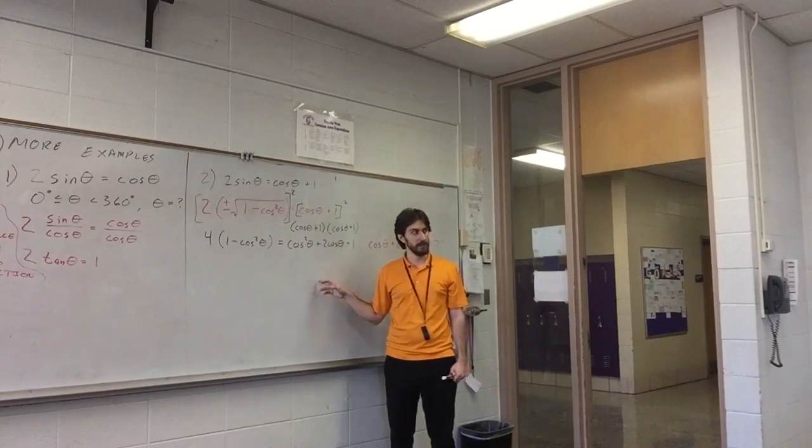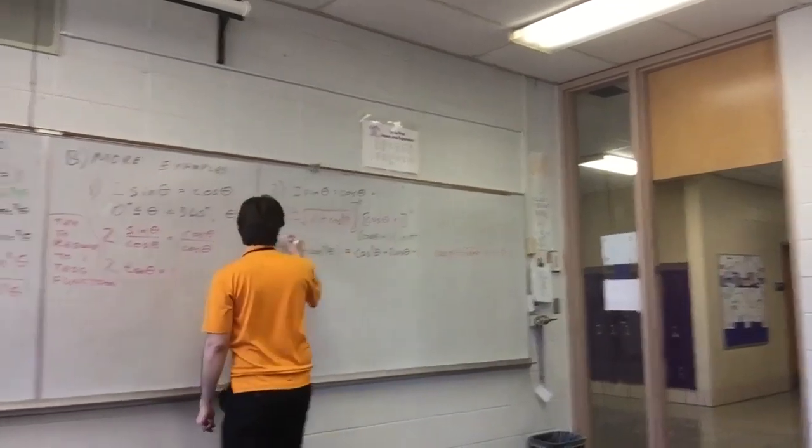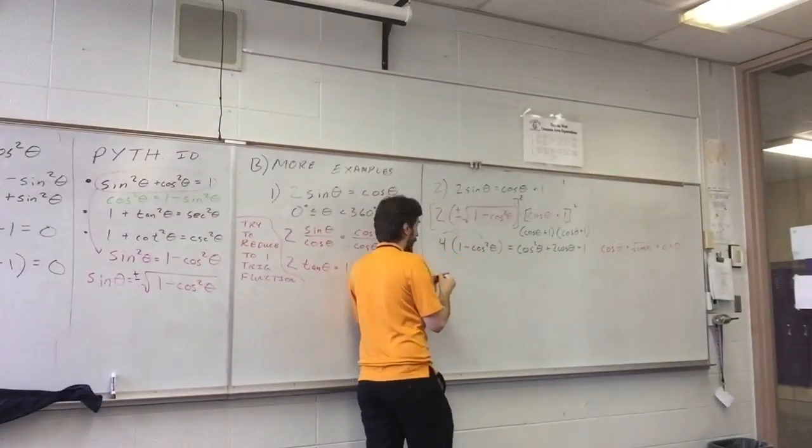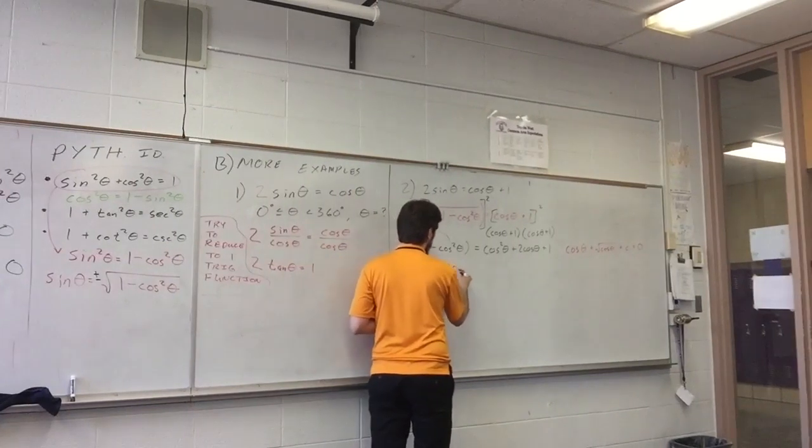Okay, what do I do with the 4? Distribute. That'll be 4 minus 4 cosine squared theta.